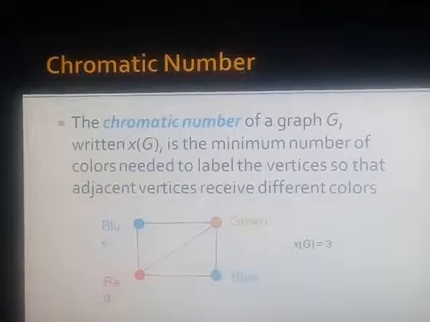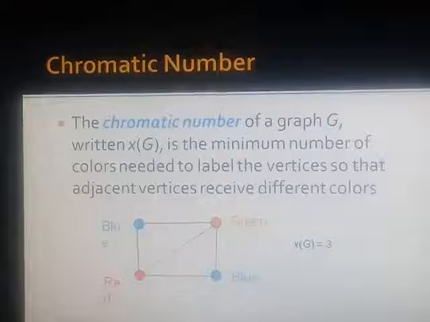Next one is a chromatic number. The chromatic number of a graph G, written X of G, is the minimum number of colors needed to label the vertices so that adjacent vertices receive different colors. For example, we consider the vertices blue, green and red. So the chromatic number is X of G equal to 3. There are no adjacent vertices in the same color.